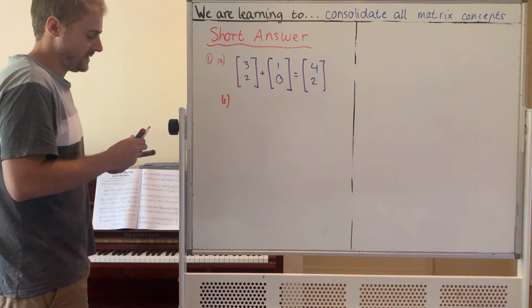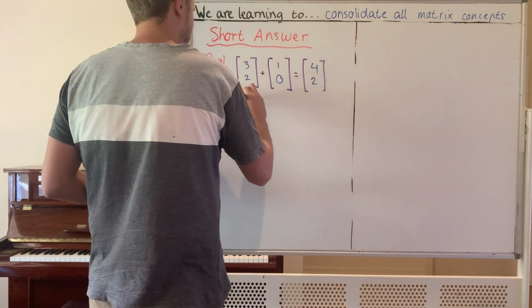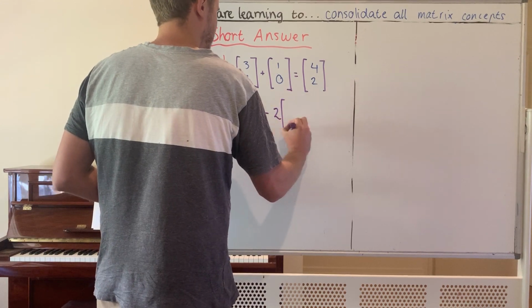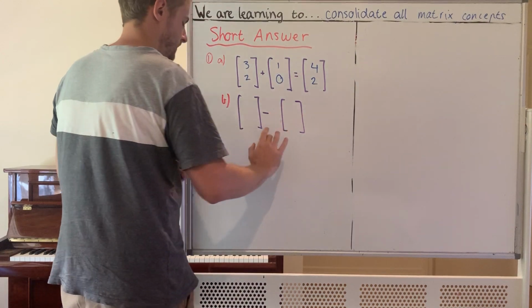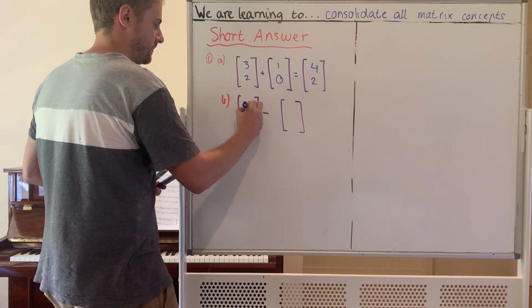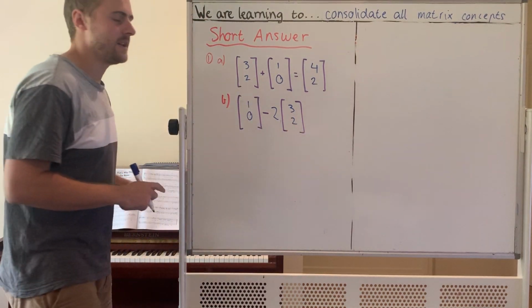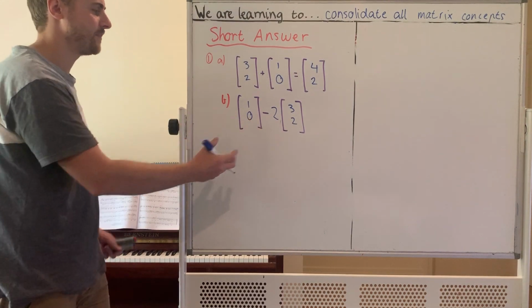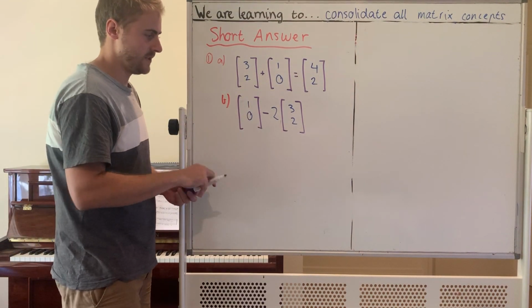B take 2C. Alright, again, B is 1, 0 minus 2 times C. Alright, so in this case you do the multiplication first, the scalar multiplication. It's like normal BIDMAS, you need to do the multiplication first before you subtract.